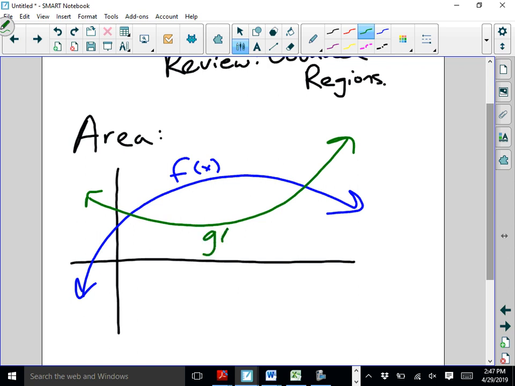Oftentimes they call a letter for that region. So let's say they call this region S. So region S is bounded by f of x and g of x. Find the area of S. Well, in order to solve this problem, we need to first consider those intersections, right?